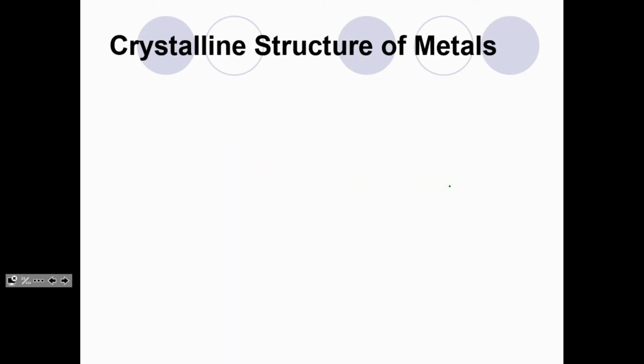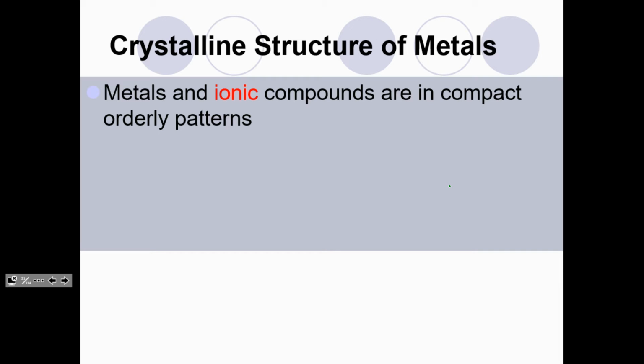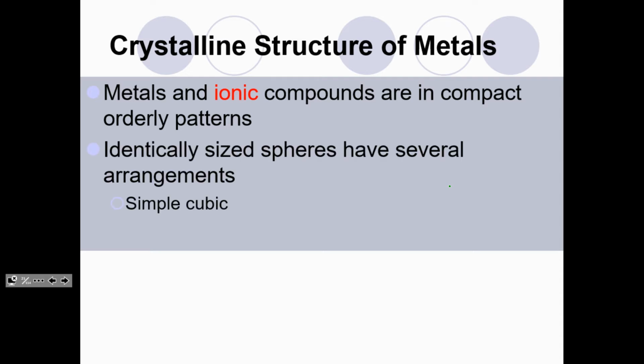Metals actually do form crystal-like structures. We call them crystalline forms. And there are three main forms that we want you guys to be aware of. So metals and ionic compounds are both in compact orderly patterns. Ionic compounds give more pretty crystals like quartz and silicone-based ionic compounds like diamonds. Identically sized spheres have several arrangements. We have three. Here they are. Simple cubic is the first, body-centered cubic, and face-centered cubic. So we're not going to ask that you draw these. What we're going to ask is that you are aware of them and can identify them.